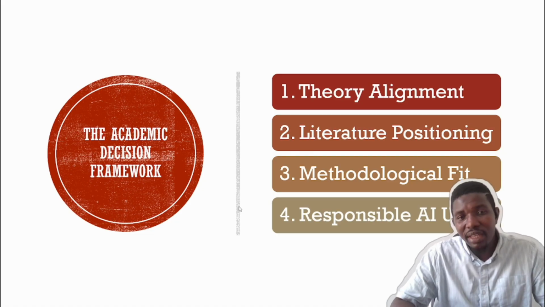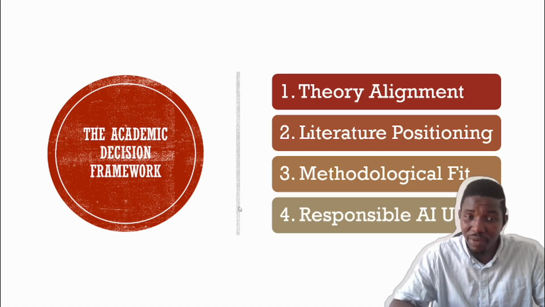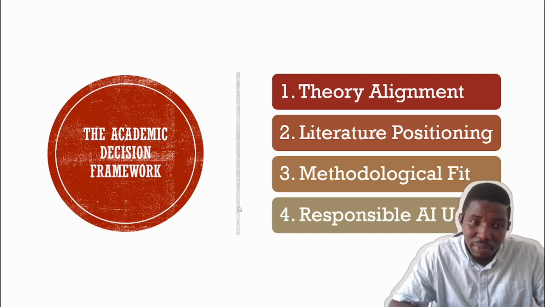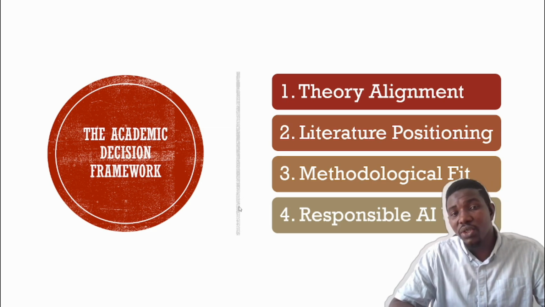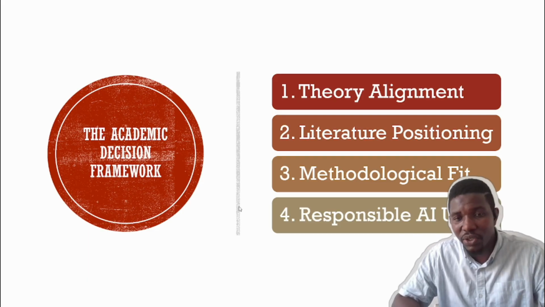And then the second one, literature positioning. The literature gives you an idea of previous works that have been done in the area of study or a related area. It may not even be particular, it may just be very closely related if you don't have things that are as good as possible. So the literature should be aligned to be able to give some explanatory power. And the third thing is methodological fit. You have to decide which method is most suitable to answer the research question.